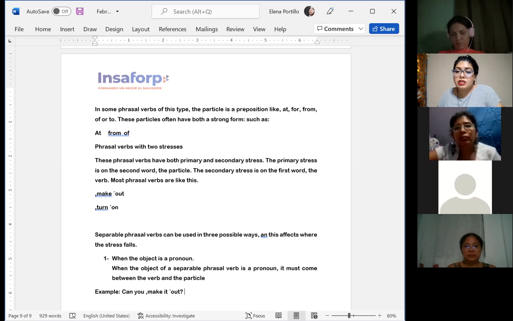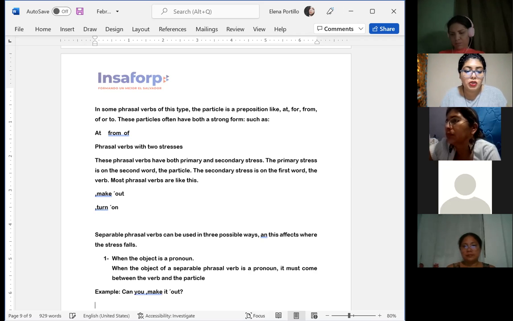For example, can you make it out? Can you make it out? In this case, when we have this type of phrasal verbs, that is the object, a pronoun, they come between the verb and the particle.